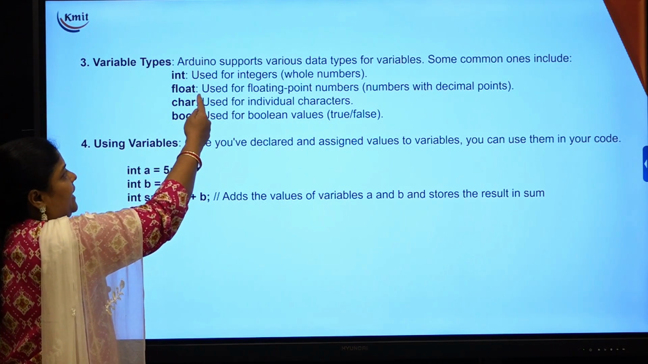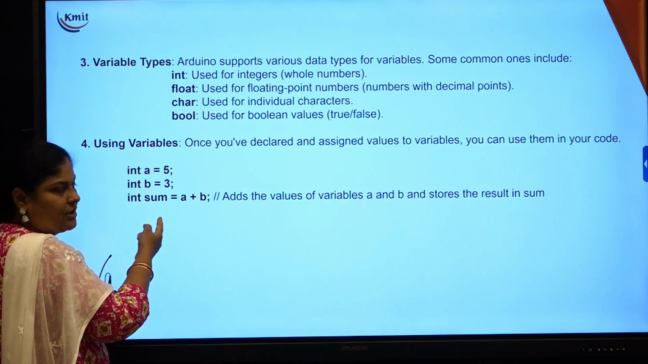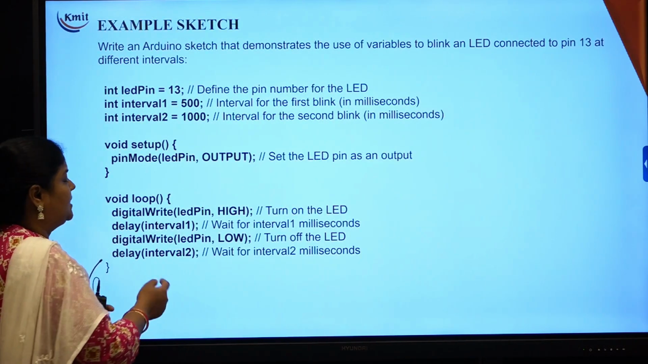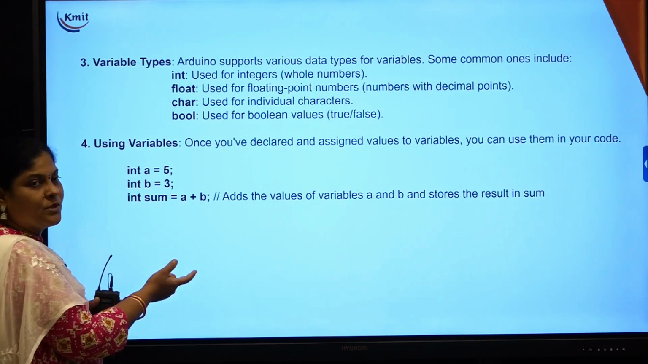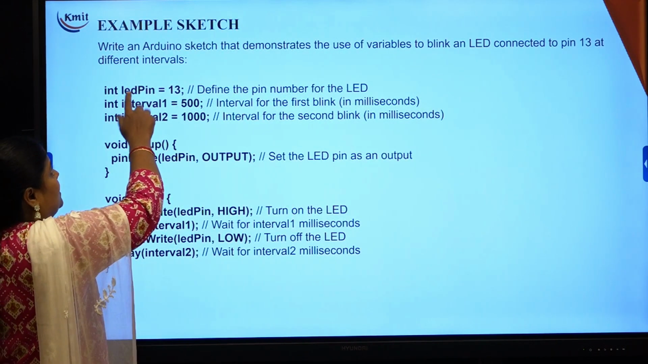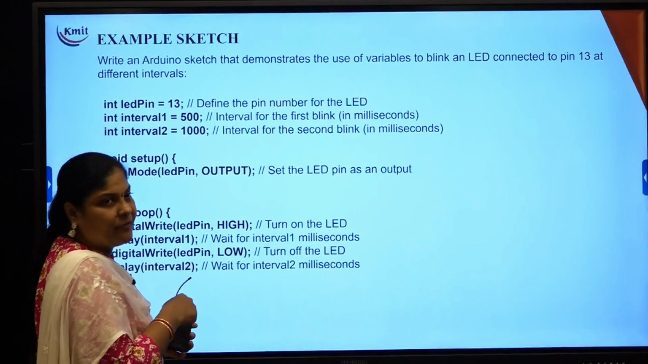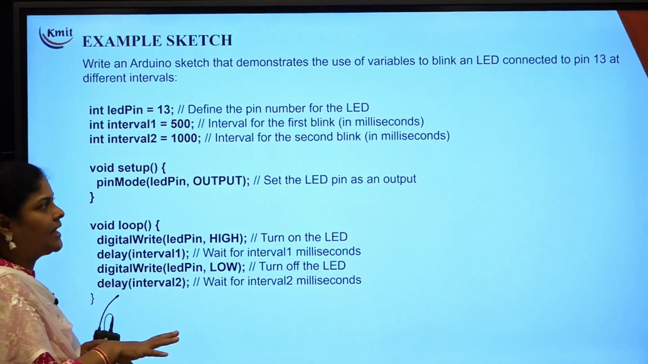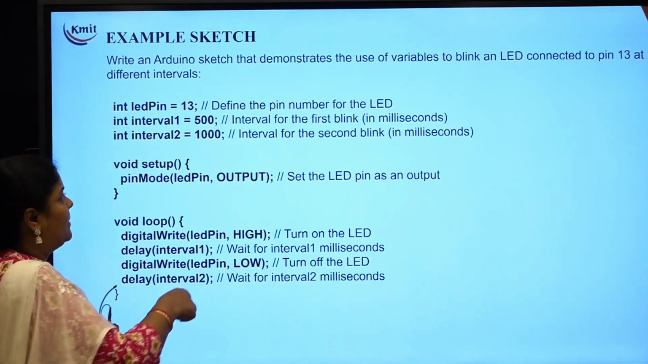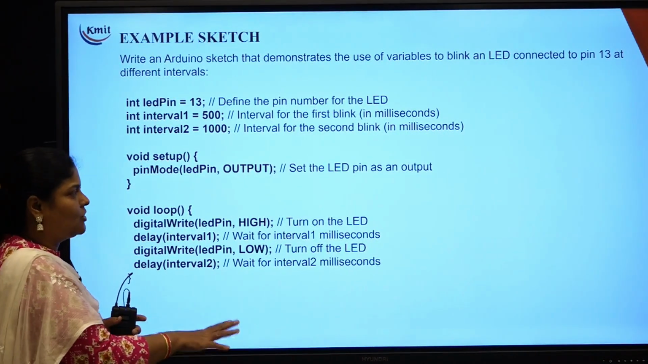Variable types are int, float, char, and boolean. Using the variables like this: int a = 5, b = 3, integer values you are adding, 5 plus 3, so you can write it as a plus b. All these you can also use in the Arduino Sketch, which is why we are learning the variable types again. Now write an Arduino Sketch that demonstrates the use of variables, the same LED blinking program. Earlier we used digitalWrite and digitalRead directly, but here we are using variables. That is the only difference; the output is the same, whether the LED is on or off.